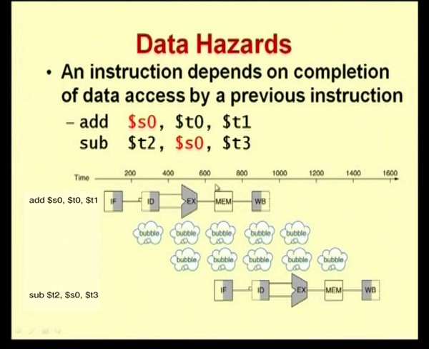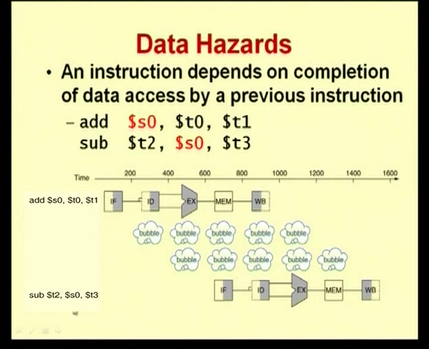So, let us look at how this causes a hazard in our pipeline. Now, look at our pipeline. We have the IF, ID, EX, MEM and write back stages. So, the add instruction, let us say, comes in a particular clock cycle here and will move to the next stage in the next clock cycle and so on, and finish in the fifth clock cycle, let us say.